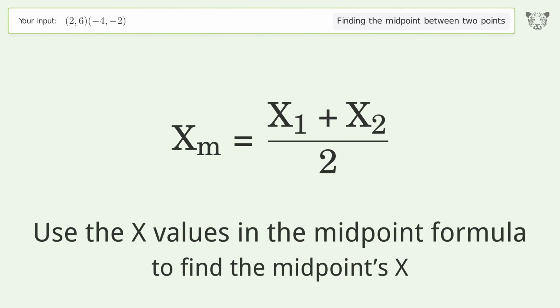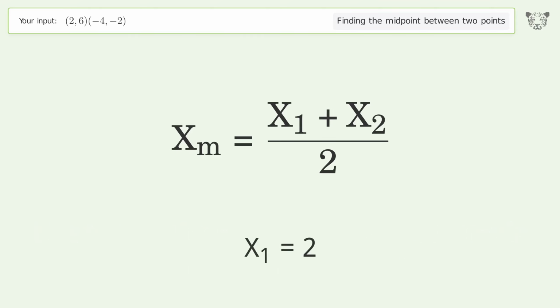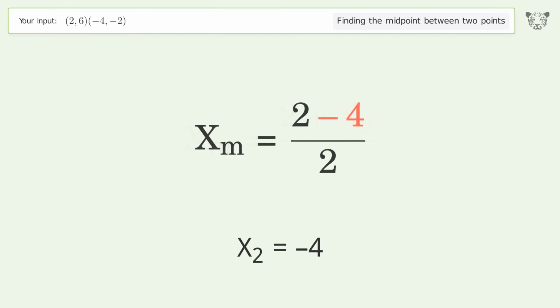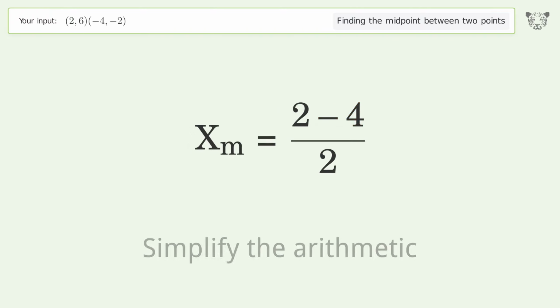Use the x values in the midpoint formula to find the midpoint's x. x1 equals 2. x2 equals -4. Simplify the arithmetic.